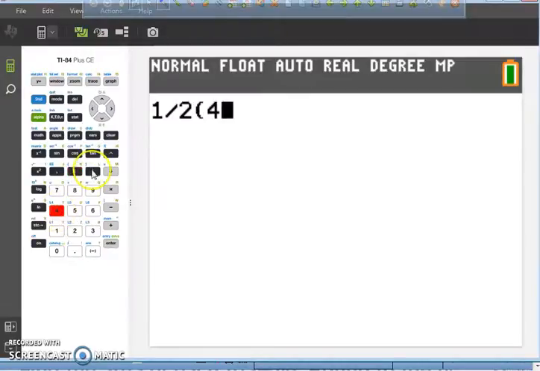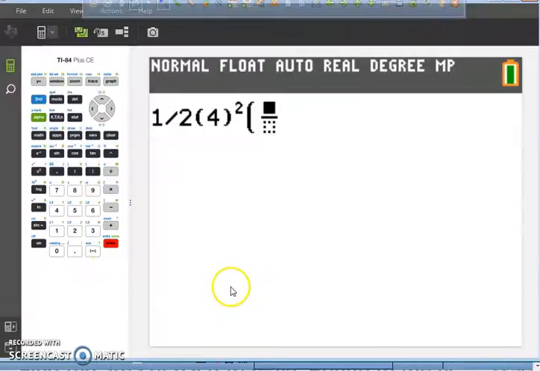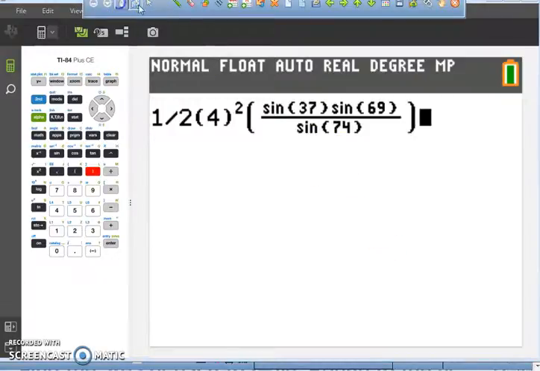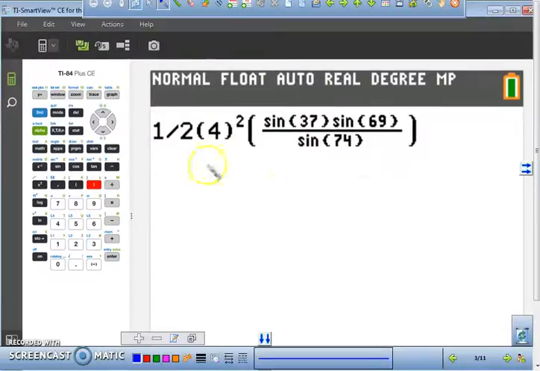open parentheses, 4, close parentheses, squared. Then I'm going to open up another parentheses, and this is the most important step. Alpha y equals enter. Alpha y equals enter. It makes it a lot easier now that you can put everything on top. So we're going to get the sine of 37, close the parentheses, sine of 69, close the parentheses, and then go down and type in the sine of 74, close the parentheses. And then I'm going to close the parentheses right over here at the left. So at this point, everybody should have this in the calculator. If you need to see that again, just rewind me, mute me, and watch it again.